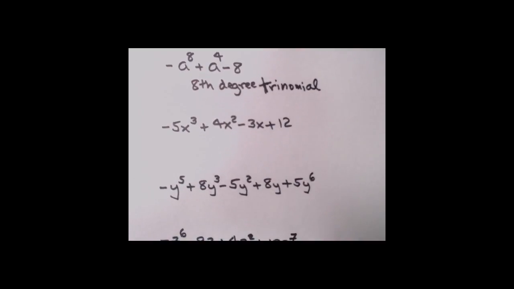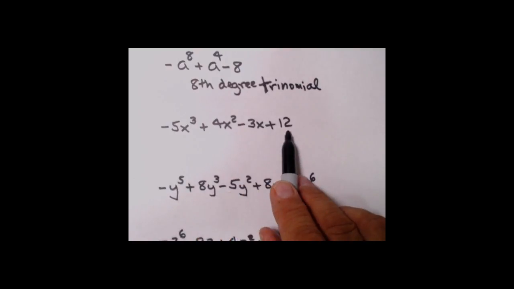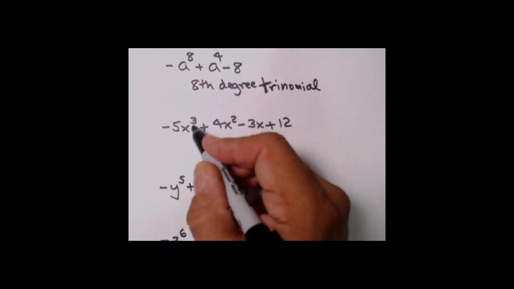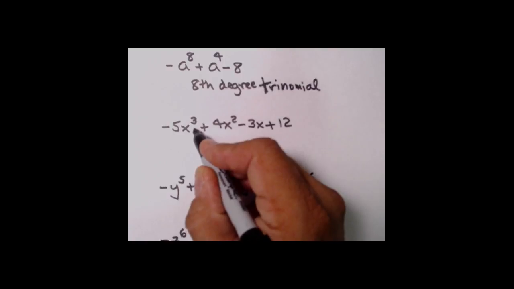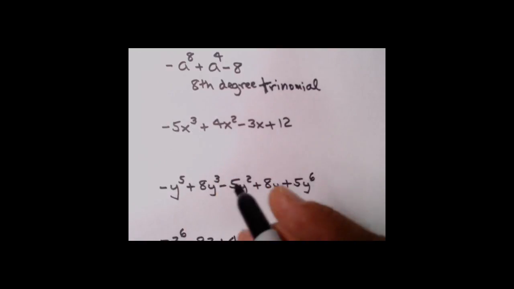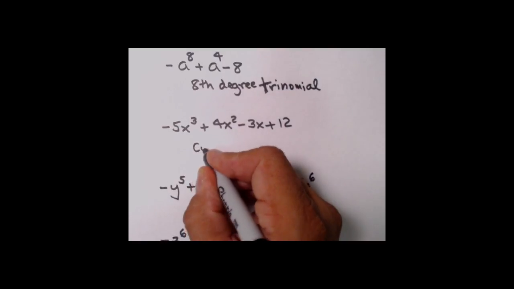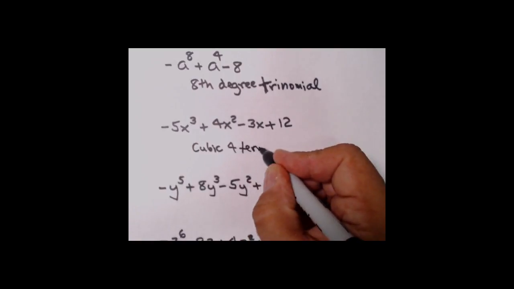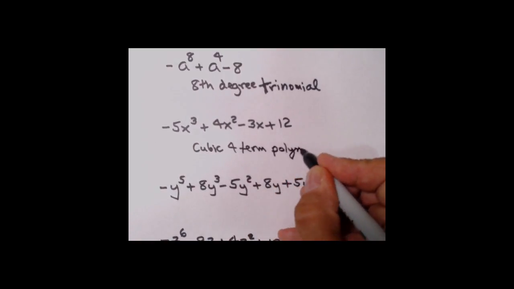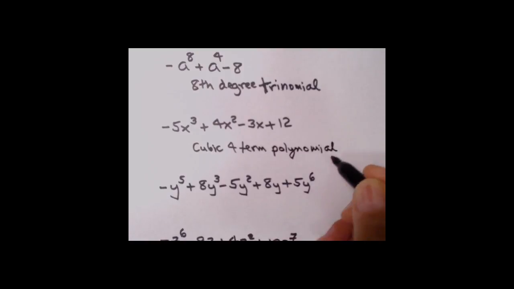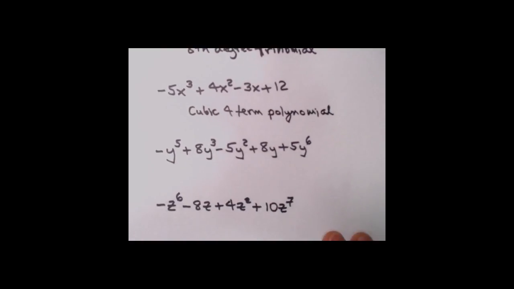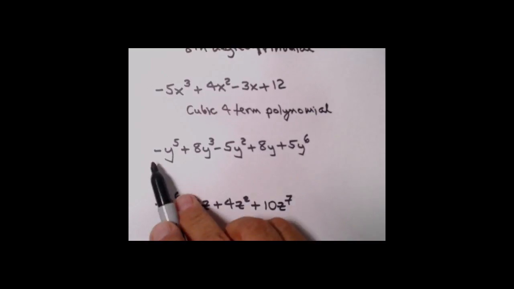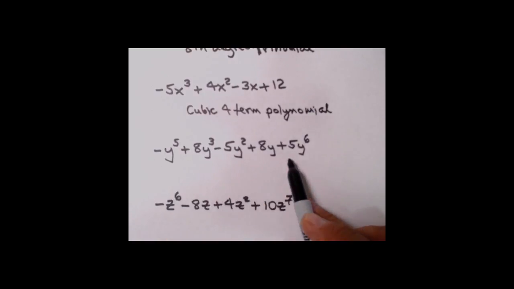Okay, the next guy underneath this, notice we have four terms here, so we'll just be saying four-term polynomial, but the highest degree right here is the cube. All the rest of the degrees are lower. So what I would say is this is a cubic four-term polynomial. Okay, well, something with a little bit more to it coming up here. Let's see how many terms we got here. One, two, three, four, five. So we're going to call it a five-term polynomial.